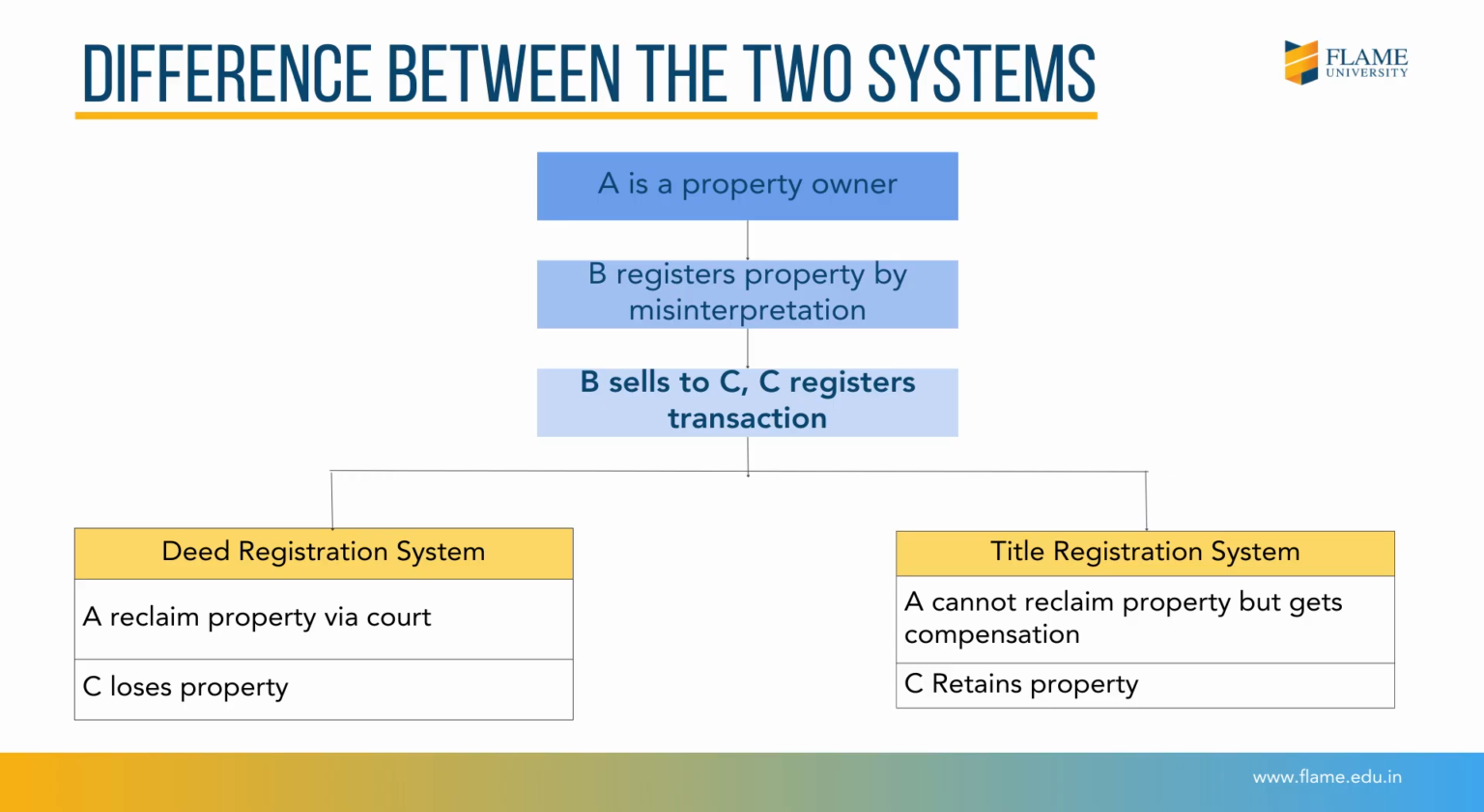In a deed registration system, A can get his property back from C by going to a civil court. He would argue that the sale of the property by B to C was illegal, as B had no right to sell his property. In this case, C, despite being a bona fide purchaser, will lose his property. However, A can't get back his property in a title registration system. This is so because title registration system protects a registered owner and a bona fide purchaser. A can claim monetary compensation from the government, but he can't get his property back.